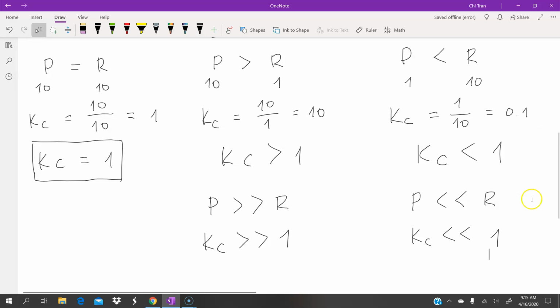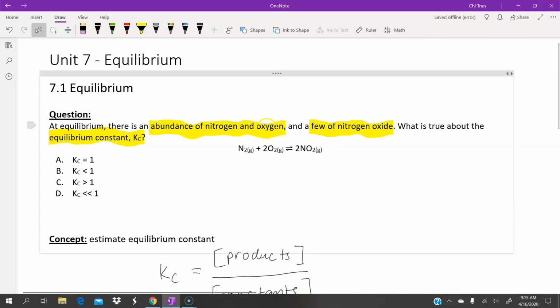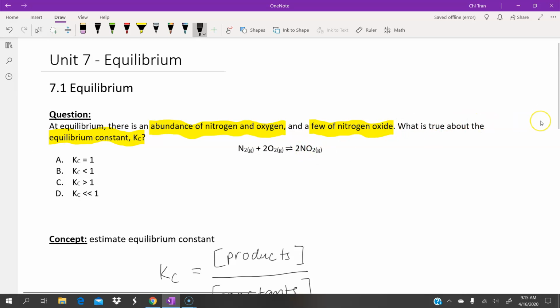So going back to our question, the question tells us that there is an abundance of nitrogen and oxygen, which is our reactants, and a few of nitrogen oxide, which is our products. So we can simplify that by saying our products is much lesser than our reactants. So that means our Kc is much lesser than 1. So the final answer is D.